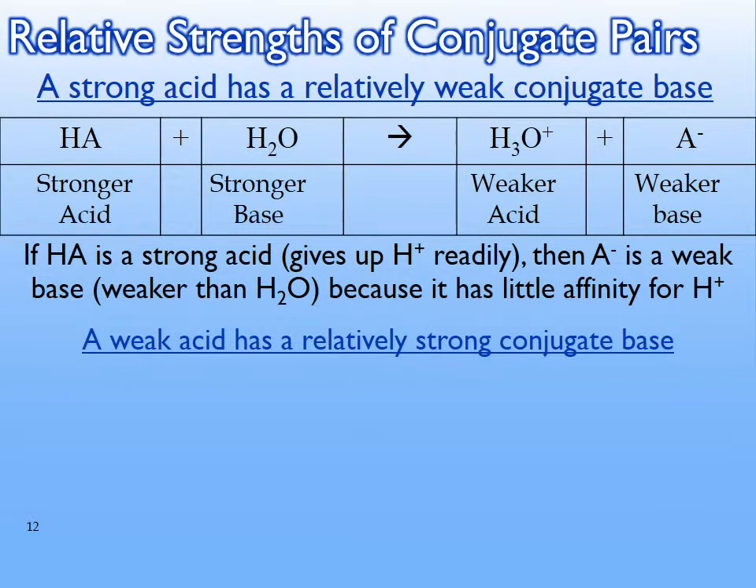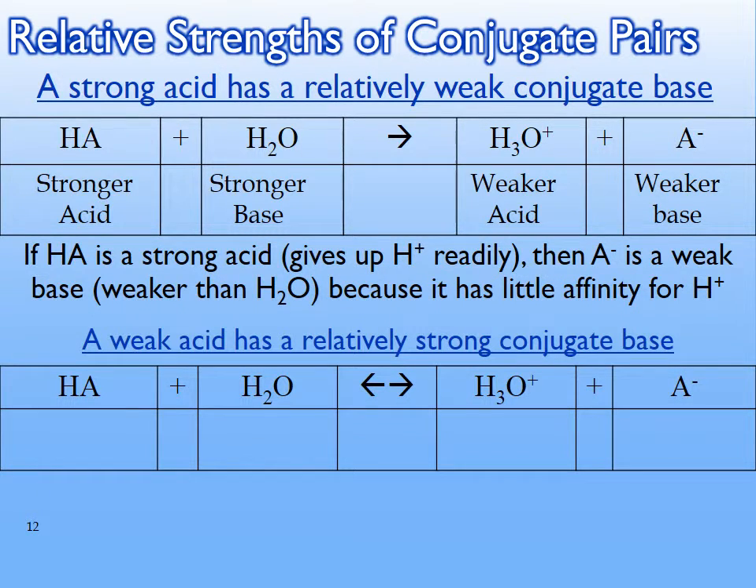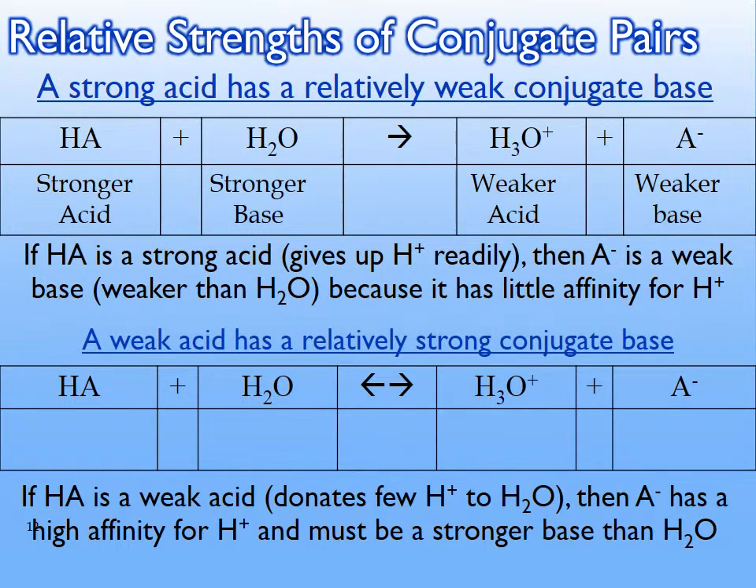Alright, so let's look at a weak acid. We say that a weak acid has a relatively strong conjugate base. Why? Well, if HA is a weak acid, meaning it donates few hydrogen ions to water, then the conjugate base, the A minus, must therefore have high affinity for hydrogen ions, and therefore it must be a stronger base than water.